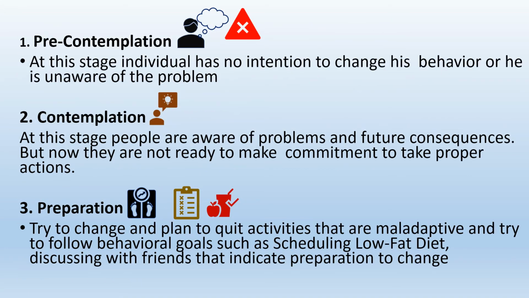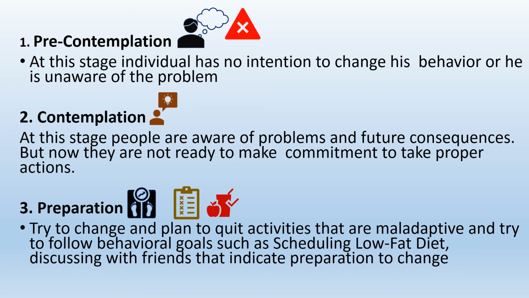So number 1 stage of the trans-theoretical model is pre-contemplation stage. Here a person thinks that there is no need to change the behavior and he has no intention to change his behavior, or maybe he is unaware of the problem. Number 2 stage is contemplation stage, and at this stage the individual becomes aware of the problems and future consequences, but he is at that time not ready to make any particular commitment to take a proper action to maintain his healthy lifestyle. So here he is just thinking about the future consequences and getting aware of the problems but not doing anything to maintain. And number 3 is preparation.